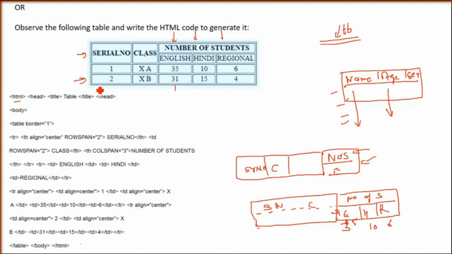Now coming to the fourth row. You have to start TR, and you have to write 5 table datas. So 5 table datas are written, and end the TR, and end the table, the body and the HTML.